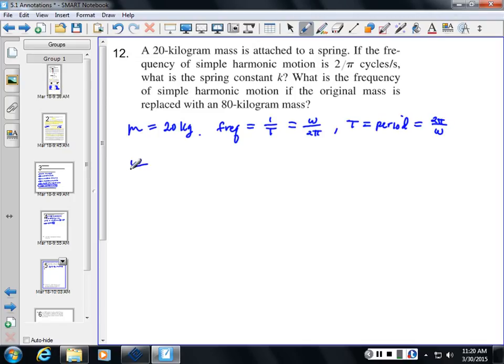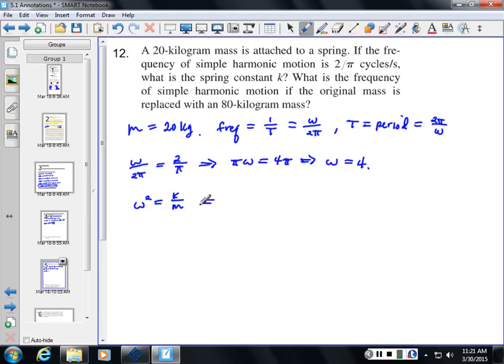So that formula is omega over 2 pi, and the problem says that the frequency is 2 over pi. From here I want to extract omega. So we just cross multiply, and this implies that pi times omega is equal to 4 pi. So that implies that omega is equal to 4. Well, why is that important? Because there's a formula that says omega squared is equal to the spring constant divided by the mass. And the question here, what is the spring constant K? So I'm asked to find K, so I need to know omega, and I'm given the mass.